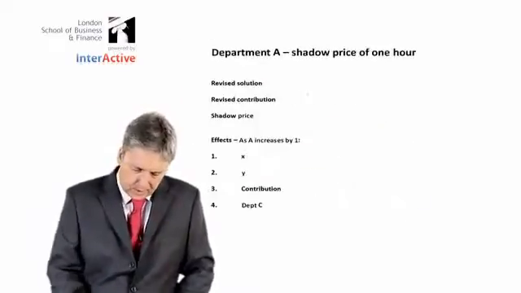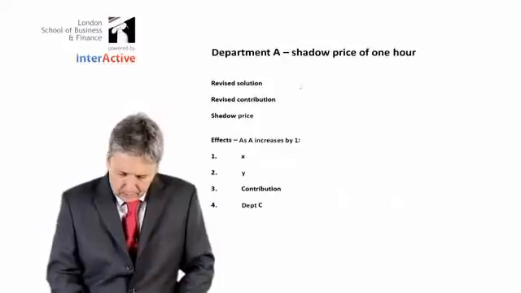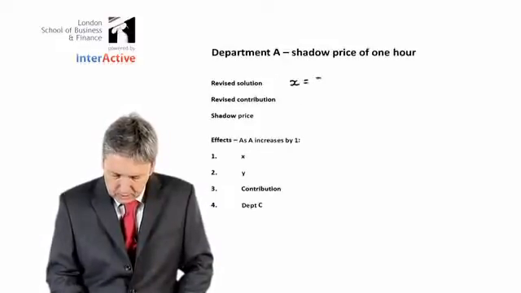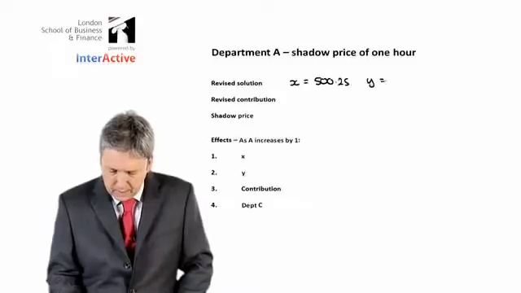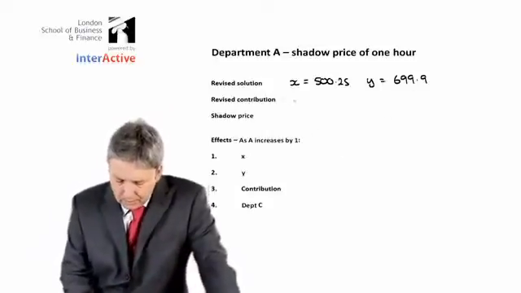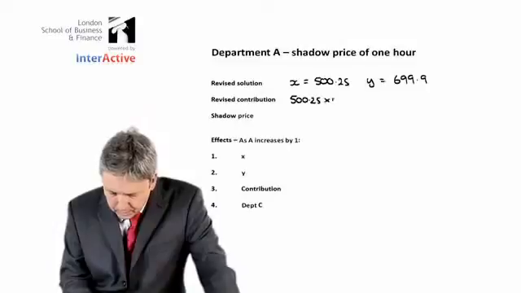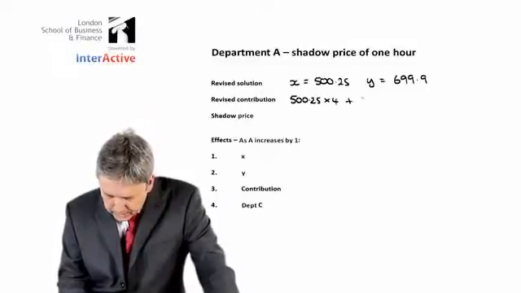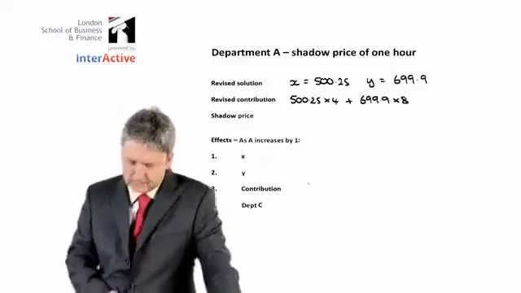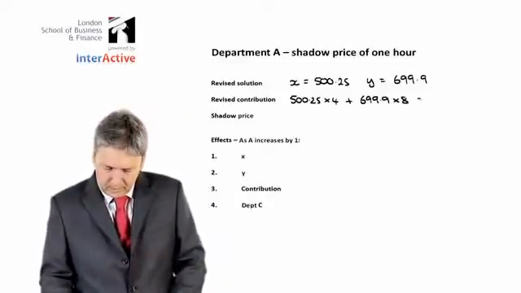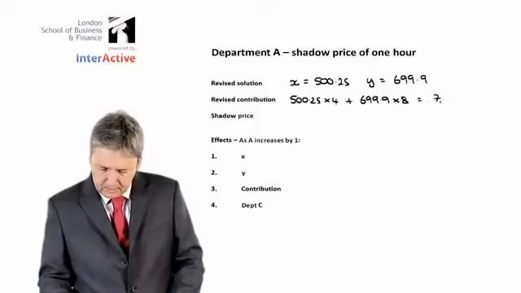So, the revised solution, we said, was what? It was x equals 500.25, y equals 699.9. The revised contribution is going to be 500.25 multiplied by 4 plus 699.9 multiplied by 8. And what I believe we get is £7,600.2.